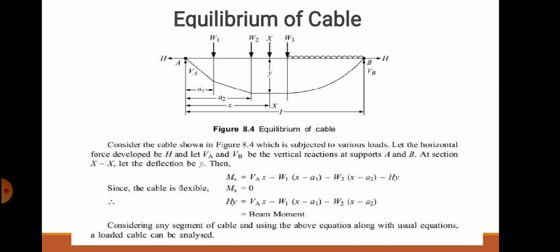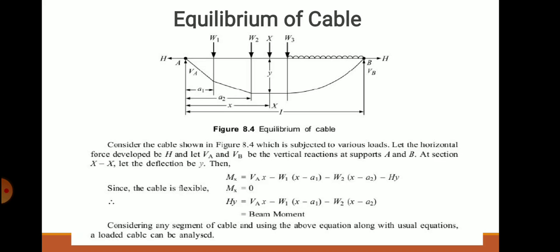Primarily, you can see here a cable of length L. The distance between the two supports is l. At support A, there is a horizontal and vertical force. At support B, there is a horizontal and vertical force. Different loads W1, W2, W3 and a UDL are acting on the cable. W1 is acting at a distance A1, W2 at A2, W3 at some other distance, and there is a UDL.